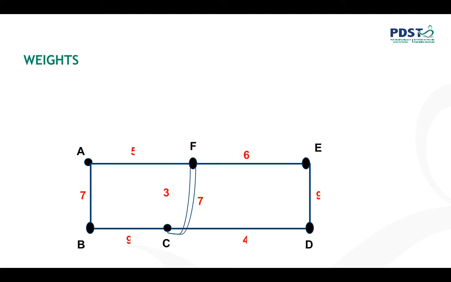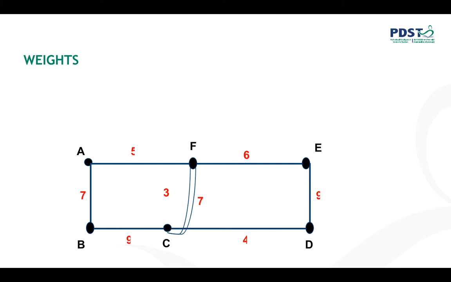Now they could represent distance between each of the nodes, and as a result we can skew the graph to make it smaller on paper. So if we wanted to go from A to F, it might be 5 kilometers, but if we wanted to go from F to E, it might be 6 kilometers.